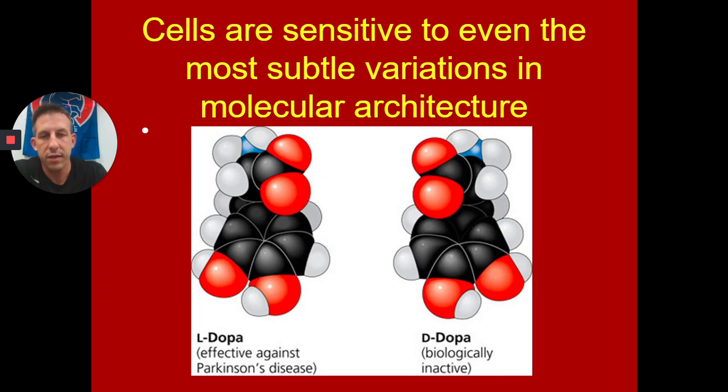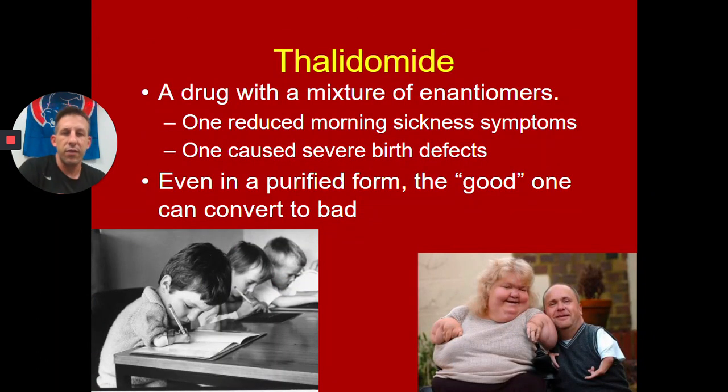Now, who knows why? That's one of those things. The one example that is relatively famous for the human effects of stereoisomers is the drug thalidomide. Thalidomide poisoning, if you want to call it that, or thalidomide disease, or sickness syndrome, is something that affected people back in the 50s and 60s, in that era of our history, and it was a drug with a mixture of enantiomers.